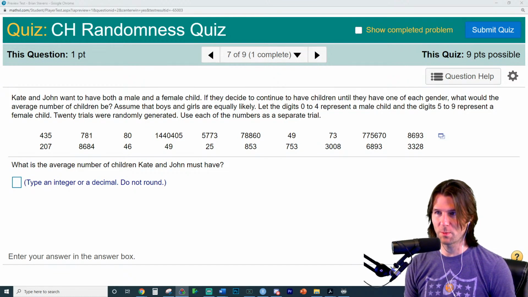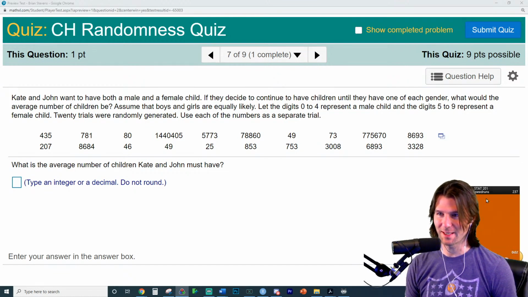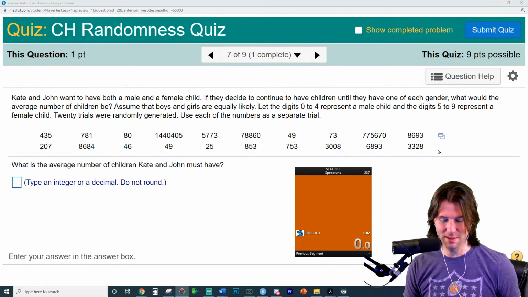Yep, we can do number 2 next. You got it. Wait, we got the speed run timer so small. I need to change the fonts back on this again. Let's do it for the videos. 20 seconds solve. Here we go.